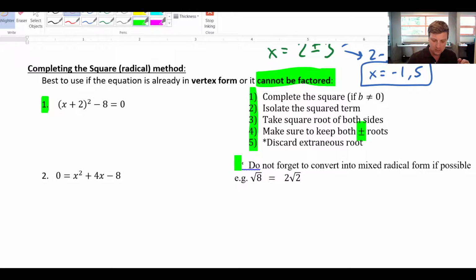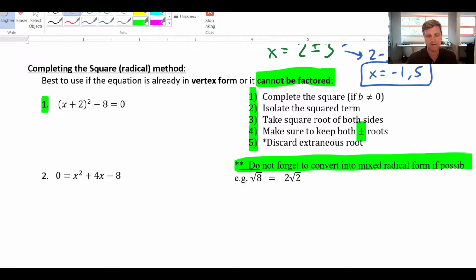Last thing I'll mention is we want to get in the habit of converting to mixed radical form. And if you don't remember how that works, we're going to talk a lot about radicals in a future unit, and so you'll be a little more comfortable with it there. But basically the idea is if you can simplify your radical, you want to do so. And an example of that is the square root of 8 can be written as 2 root 2. As I said, we'll talk more about radicals moving ahead.